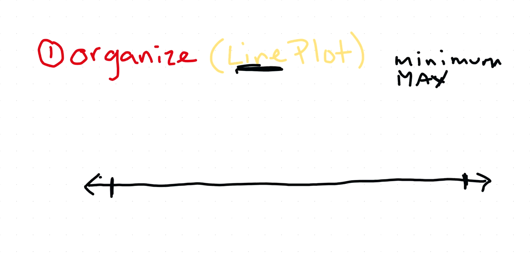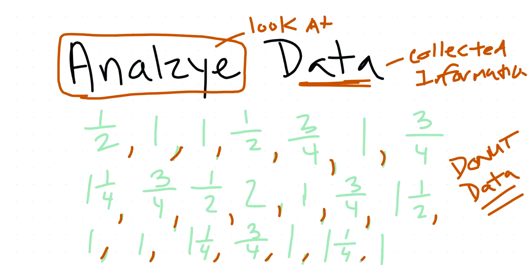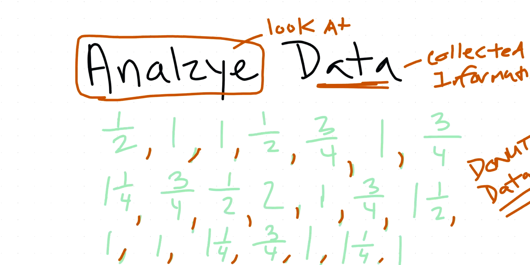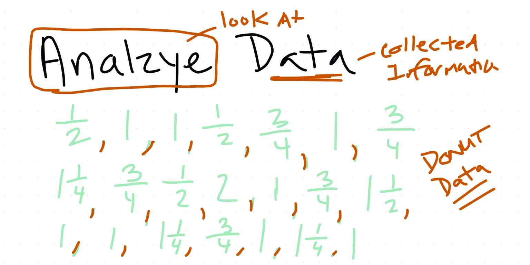So I'm going to pop over here and come back to our data, and we're going to look. If we look at this data, the smallest number, or the smallest value, would be 1/2. And my maximum, the largest number we see, is definitely any of the mixed numbers. So 1 1/2, 1 1/4, 1 1/2 is the largest. So I guess 1 1/2 is our largest.